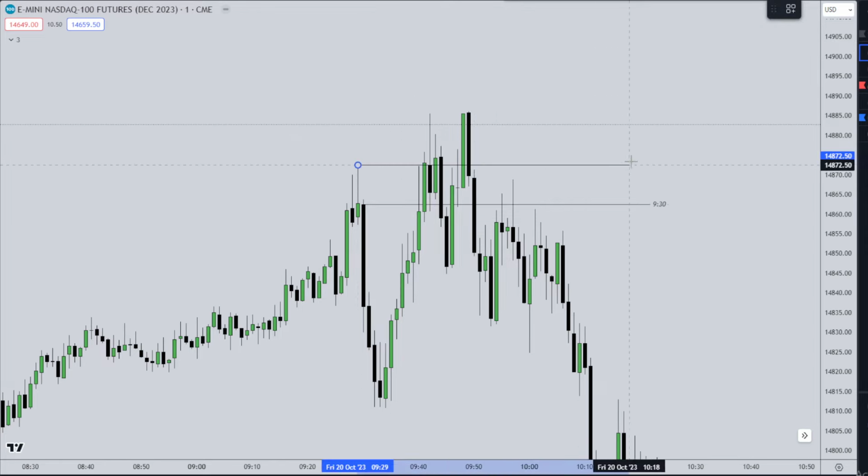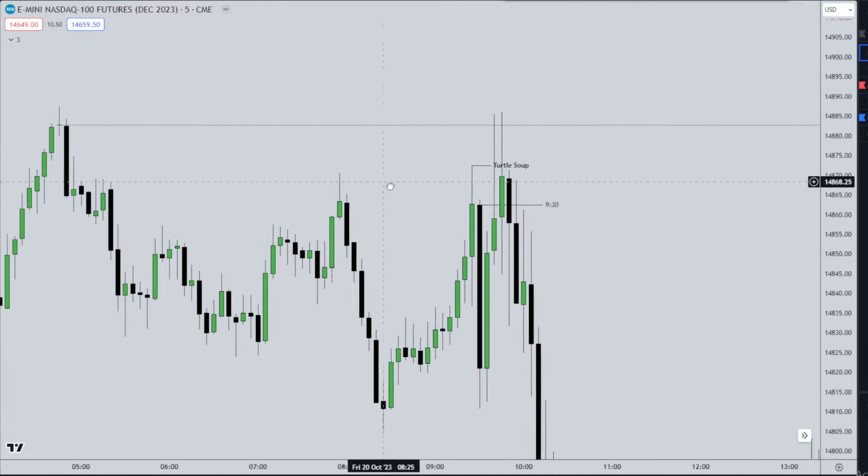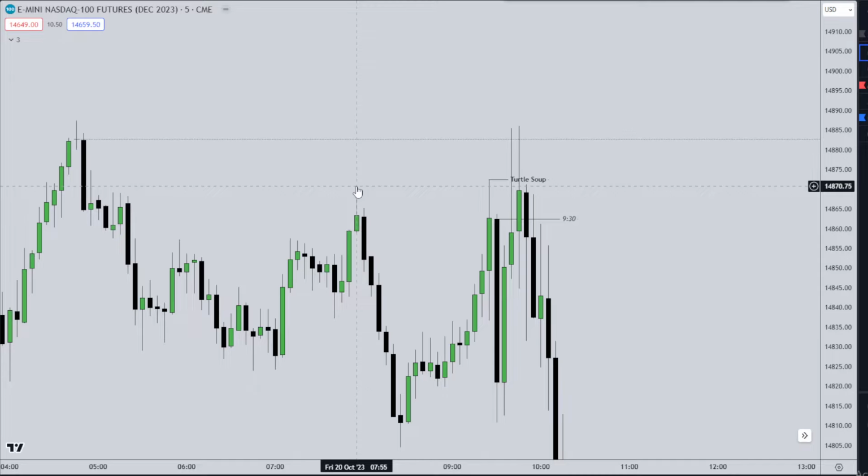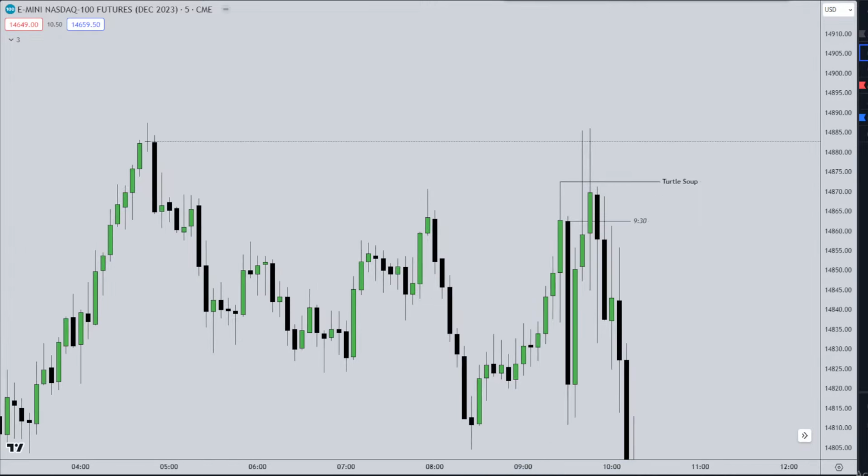And if you look right here, we're above this high, right? So that's a turtle soup. Or if you go to the higher time frame, there's another high where we manipulate above this. Oh wait, no, this would be the high. We already took out that high, right?